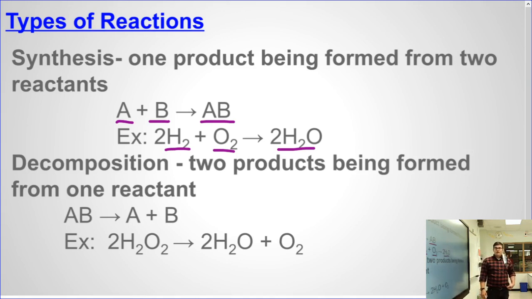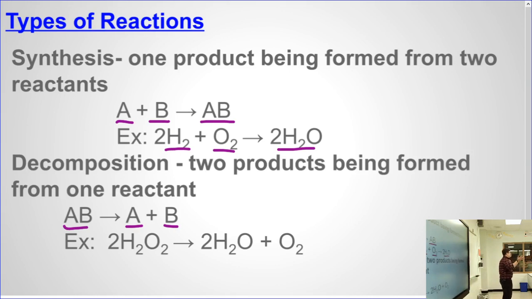Decomposition, all right, is the reverse of synthesis. So what we got here is we've got one thing, and we break that one thing into two separate things. So we already said H2O2 is hydrogen peroxide.